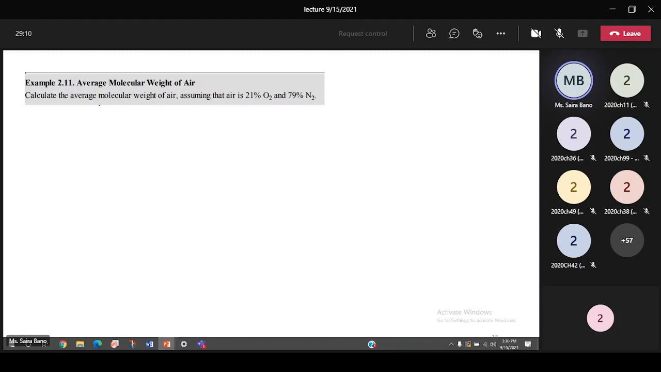As you know, average molecular weight, what is its formula? This is equal to mass of the mixture divided by total moles of the mixture. ठीक है, आप 1 मोल की बेसिस भी ले सकते हैं, आप 100 मोल्स की बेसिस भी ले सकते हैं. It's your choice. ऑक्सीजन का मोलर मास जो 32 है और नाइट्रोजन का 28 है.